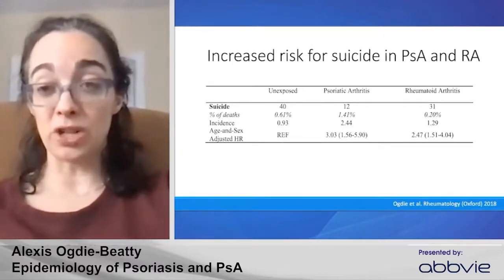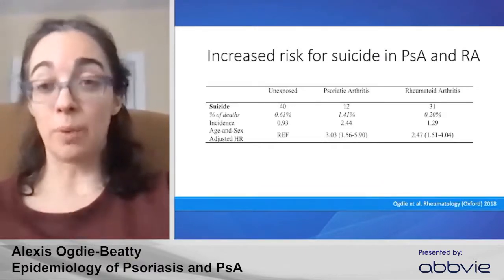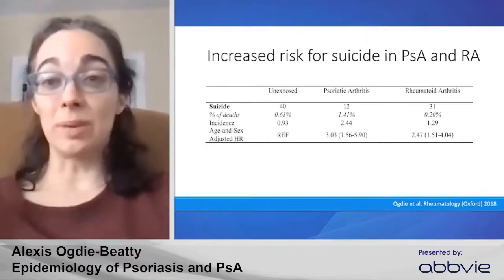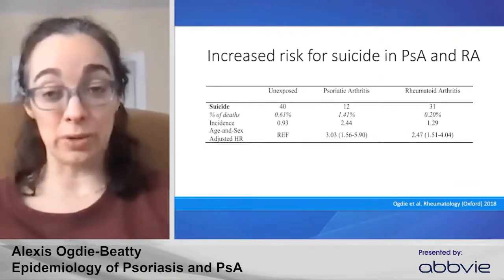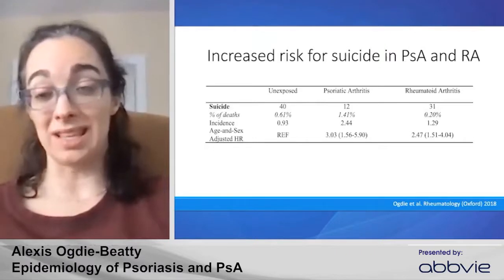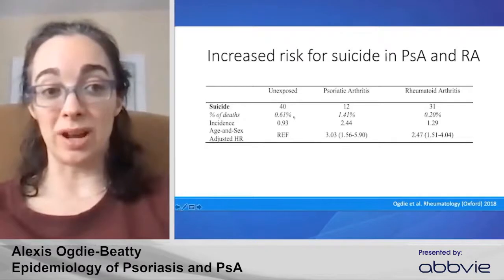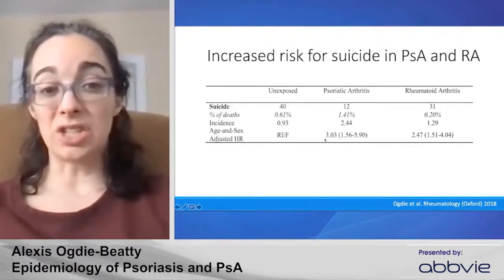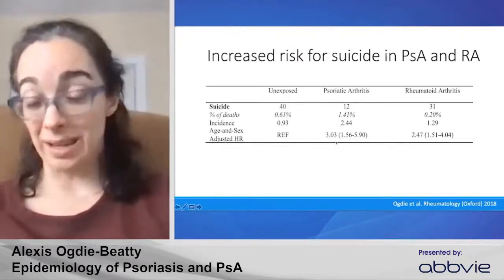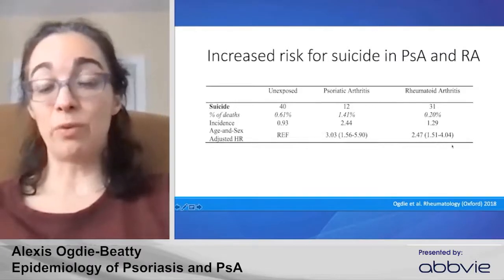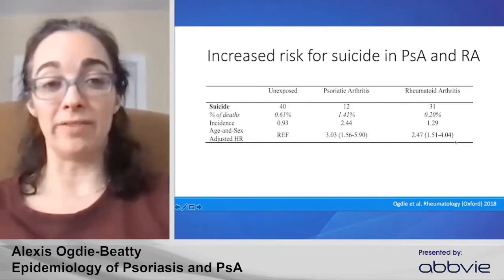First of all, depression and anxiety are a form of stress, so they can perpetuate the disease. Additionally, patients with depression and anxiety are less likely to respond to therapy, so it's important to address this as well. Finally, there is an increased risk for suicide among patients with psoriatic arthritis as well. The age and sex adjusted hazard ratio is around 3 compared to the general population. Even for rheumatoid arthritis, it's around 2.5.